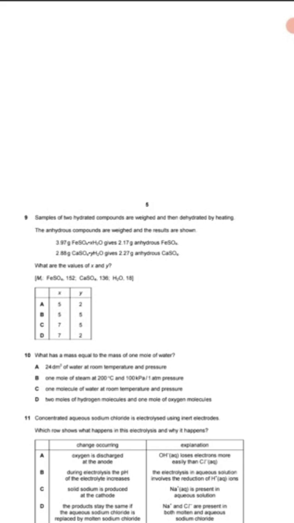24 decimeter cube water, we are not converting into a volume parameter because we already have one option in which 1 mole of steam is mentioned. Steam is again water in gaseous form, so the B option is the correct one.